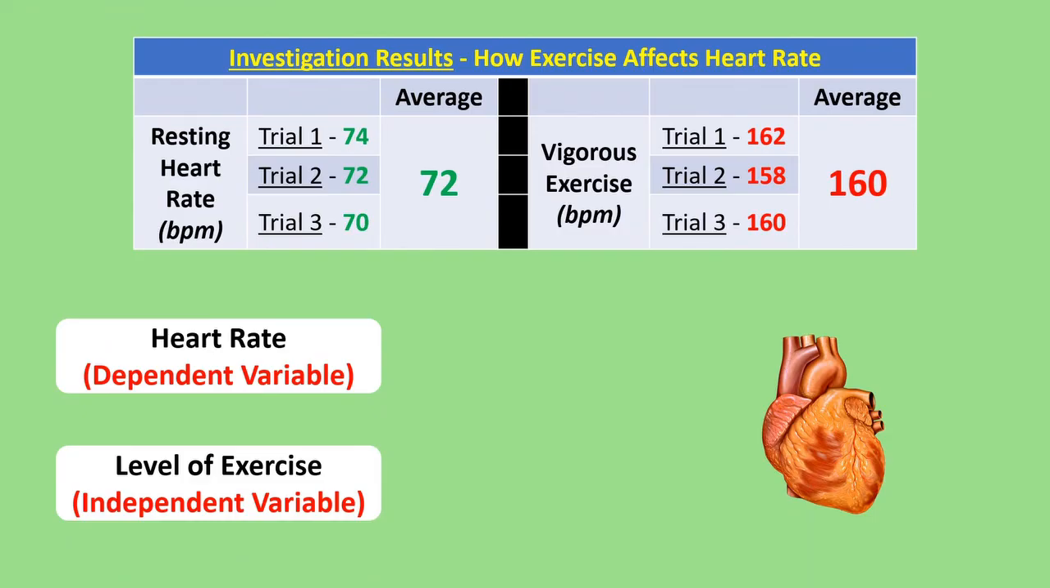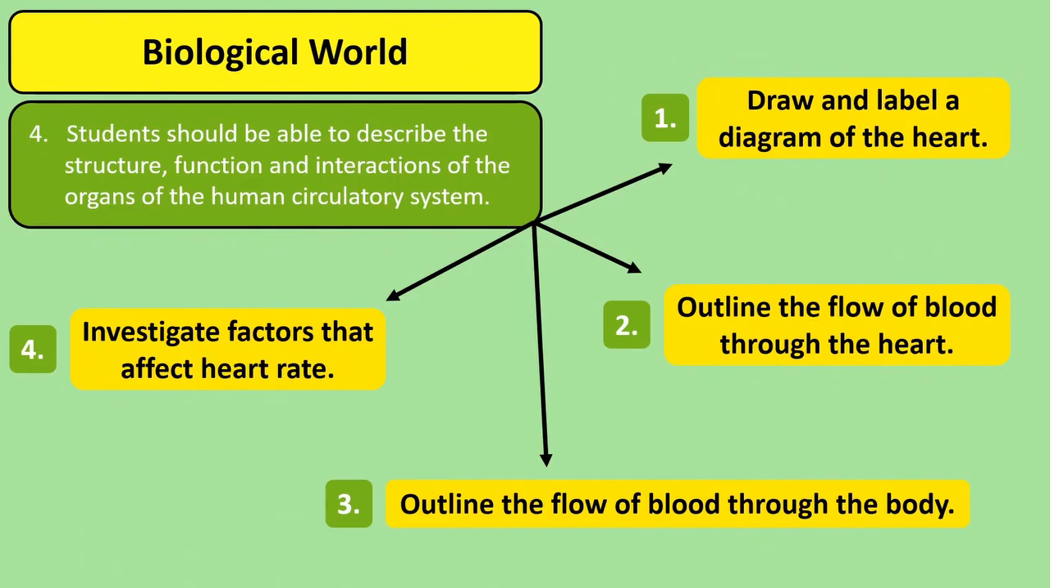It's clear to see that heart rate increased as exercise became more intense. This person's average resting heart rate was 72 beats per minute, and this shot up to 160 after vigorous exercise. Continue to count your pulse until it returns back to its resting rate. The quicker you return to your resting heart rate after exercise is an indication of how physically fit a person is. Well, that's it for the circulatory system topic.